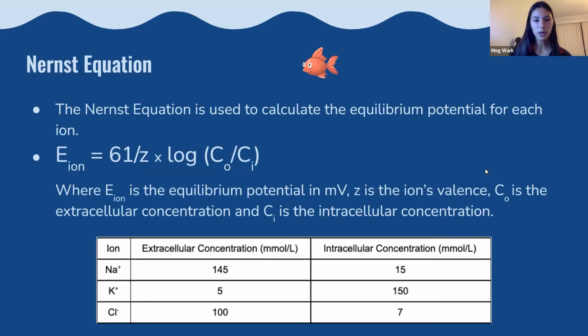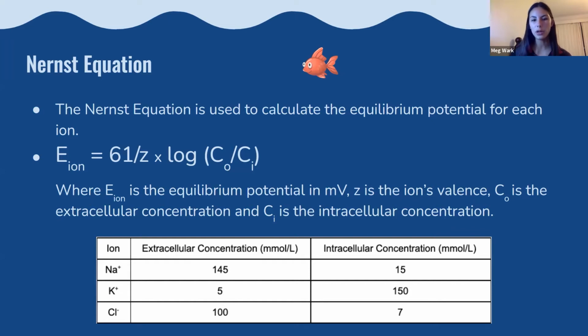Now we have the Nernst equation. The Nernst equation is used to calculate the equilibrium potential for each ion. So we've got the formula here. E ion is the equilibrium potential. Z is the ion's valence. So for all of the ions we've discussed today, sodium, chloride, potassium, they're all just a positive charge or a negative charge of 1. So that doesn't really matter. Then we've got concentration O, which is the outside concentration, and concentration I, which is the intracellular concentration.